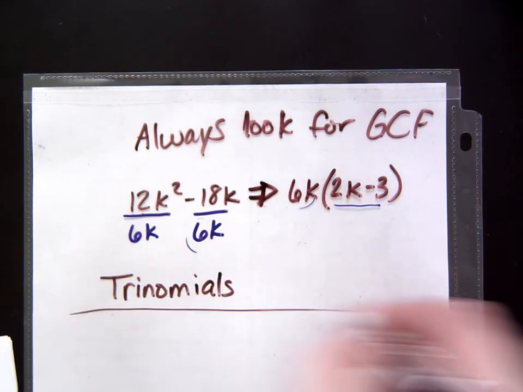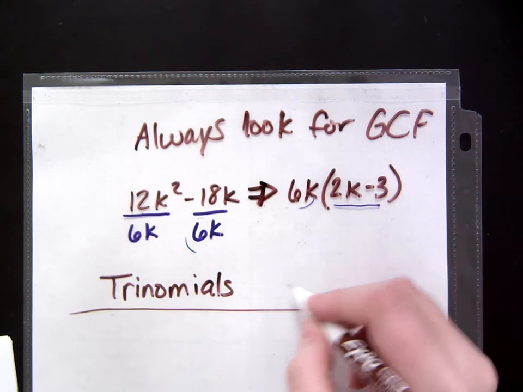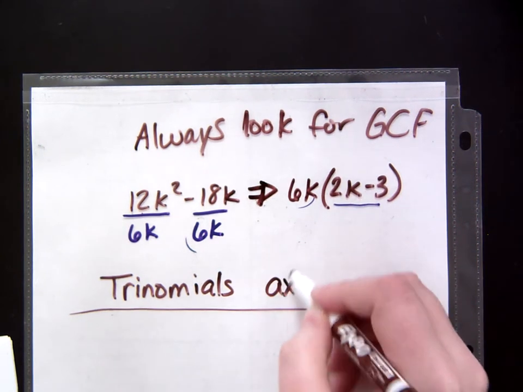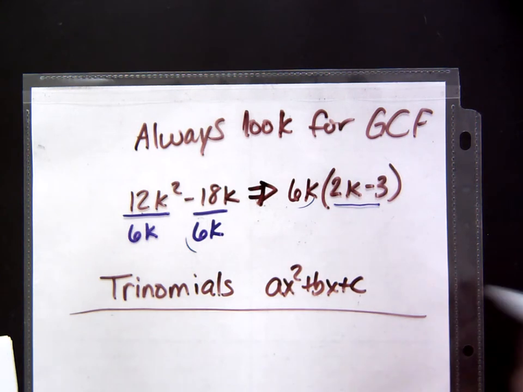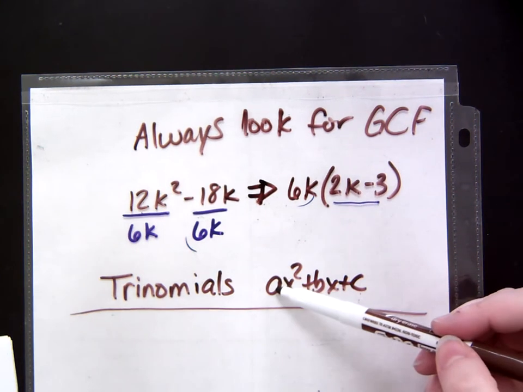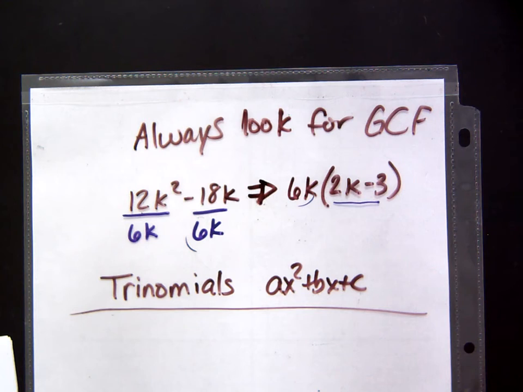And I'm going to show you different cases. The first, trinomials are written as ax squared plus bx plus c. And I'm going to show you two different cases. One where your a value is equal to 1, and also where your a value is not equal to 1.